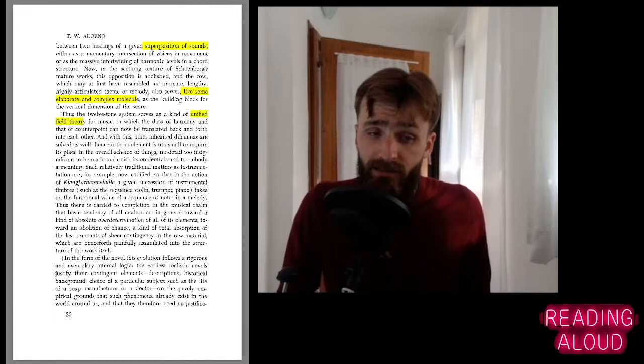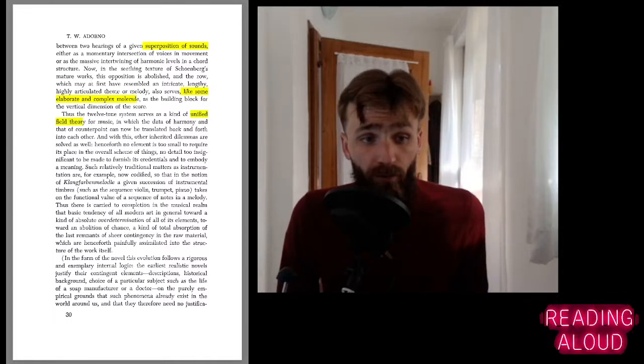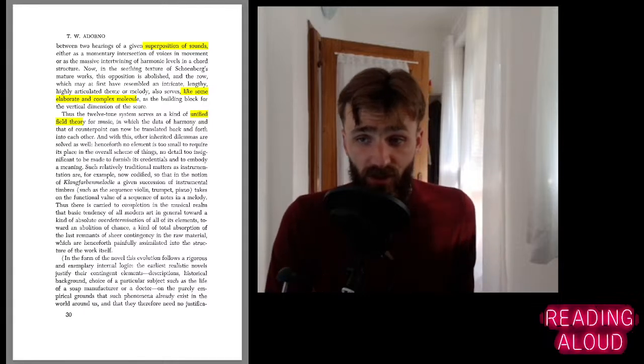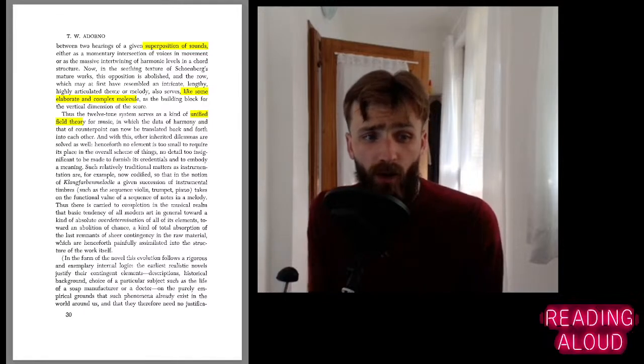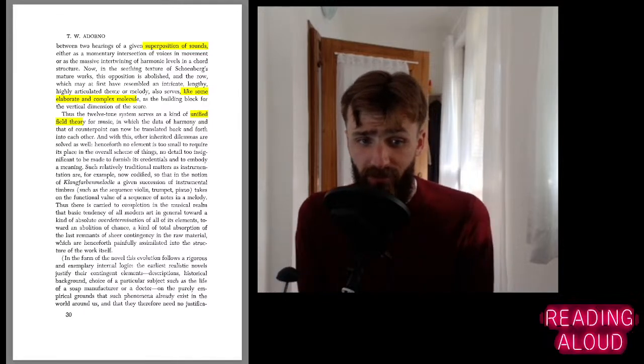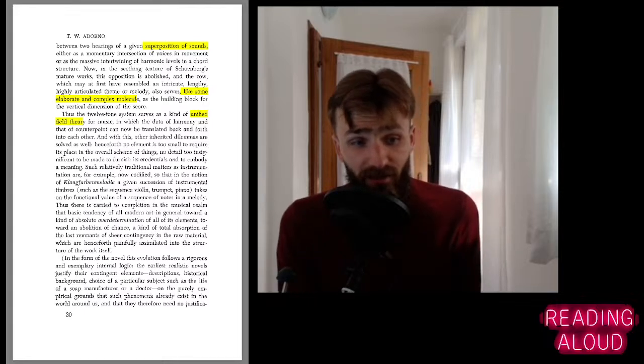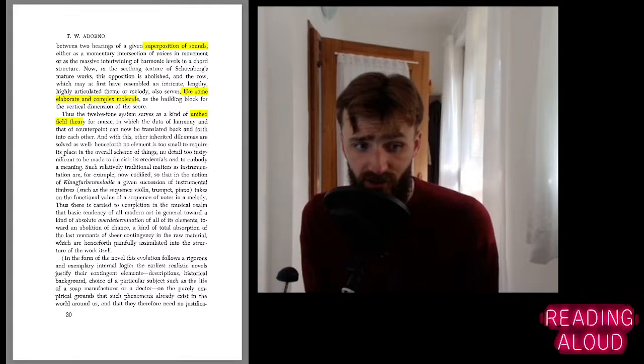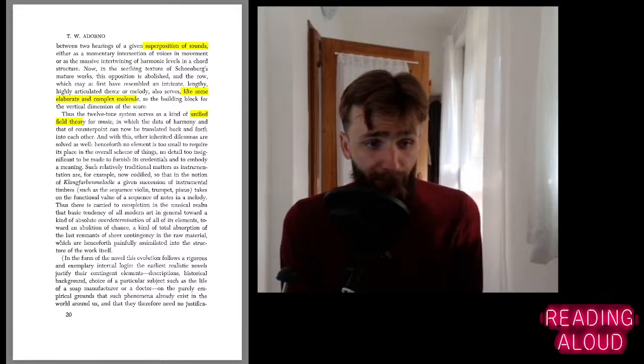Thus, the 12-tone system serves as a kind of unified field theory for music, in which the data of harmony and that of counterpoint can now be translated back and forth into each other. And with this, other inherited dilemmas are solved as well. Henceforth, no element is too small to require its place in the overall scheme of things, no detail too insignificant to be made to furnish its credentials and to embody a meaning.